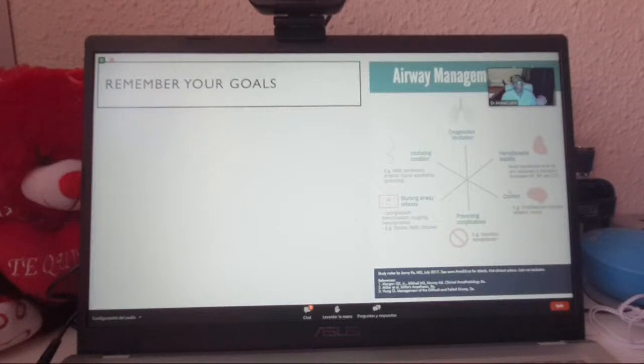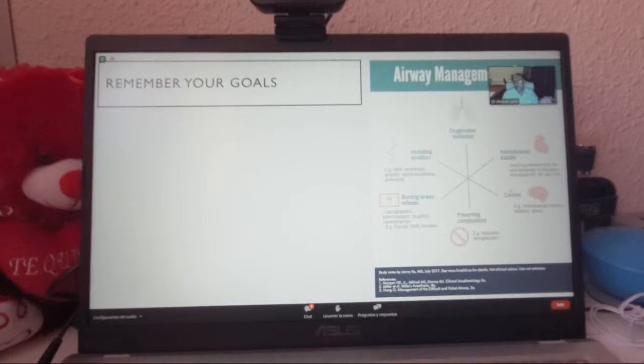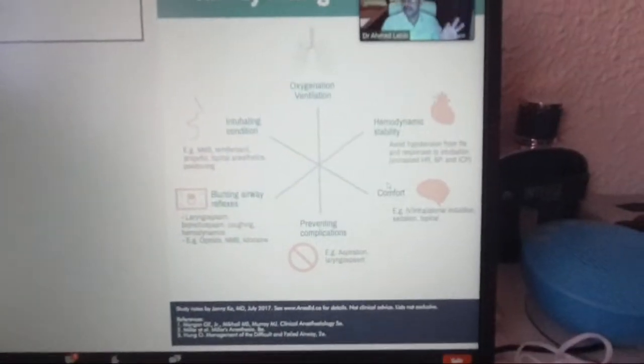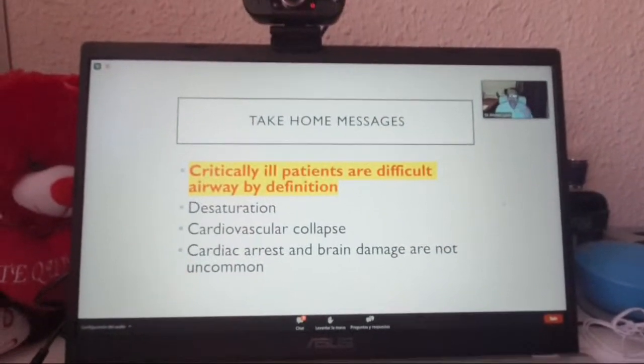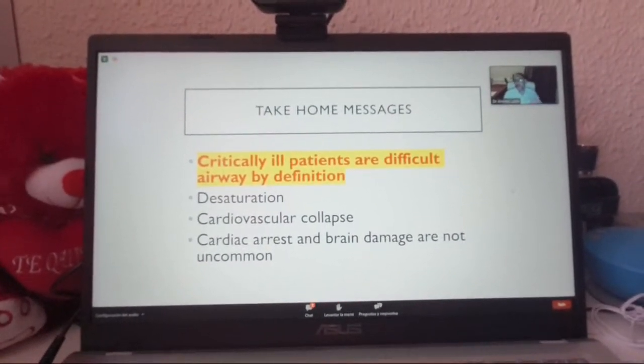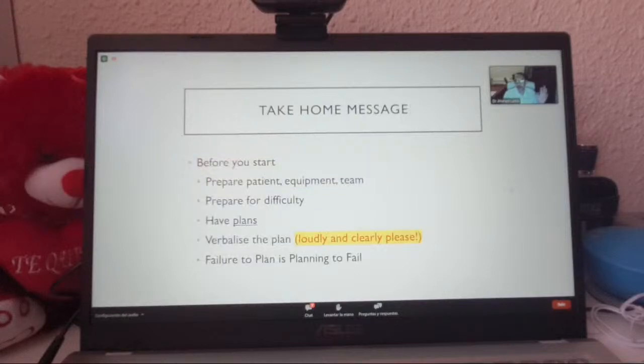Remember your goals of airway management: oxygenation maintenance, hemodynamic stability, patient comfort, prevention of complications, blunting airway reflexes, and intubation conditions. These are the main airway management goals. Some take-home messages: critically ill patients are difficult airway by definition. Any critically ill patients, any unstable patient out of theater is a difficult airway. They will desaturate, they will have some sort of cardiovascular collapse, cardiac arrest, and brain damage are not uncommon.